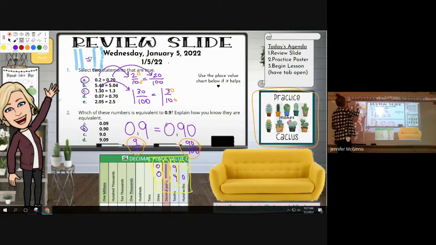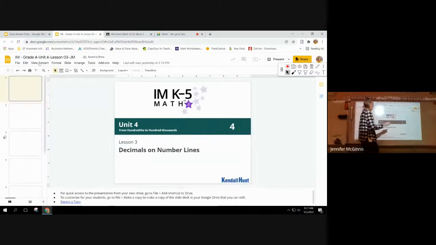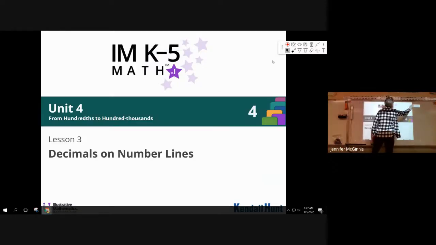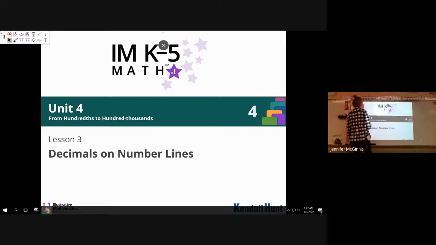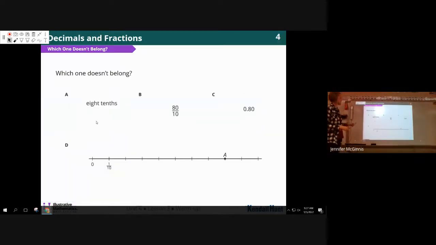Yes. Here we go. I think this is going to be easy. Do you feel like decimals on number lines would be something that you could have great success in? Yes. Let's compare some decimals, shall we? Yes, we shall. Which one doesn't belong? Oh, you know these are my favorite things. Which one doesn't belong? I'm going to give you 30 seconds of think time. Go. I already know.